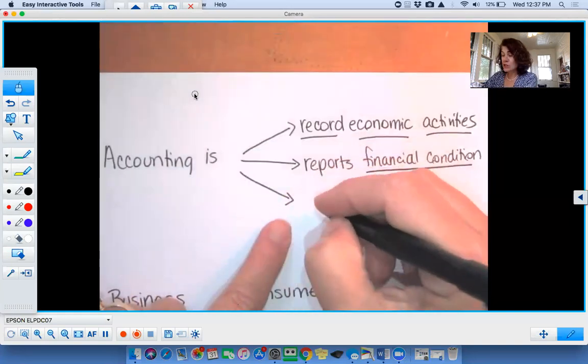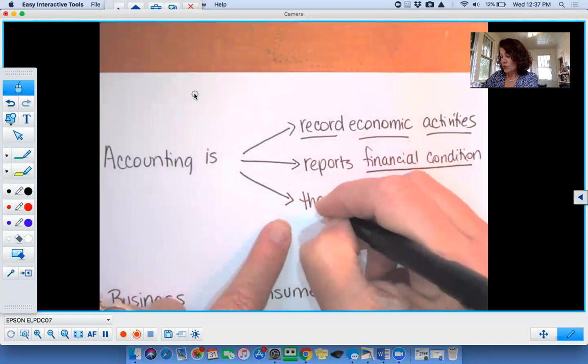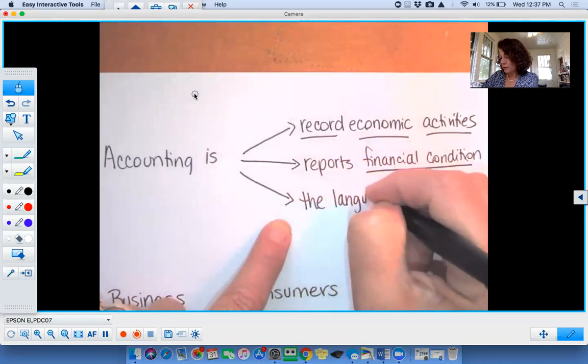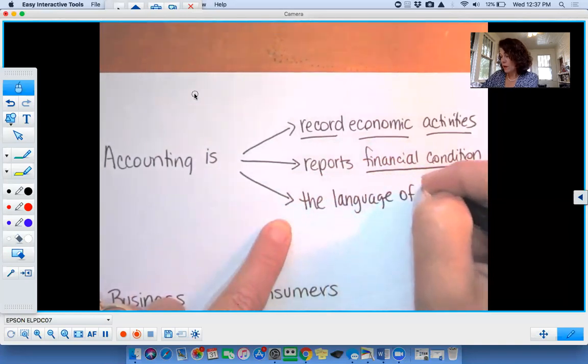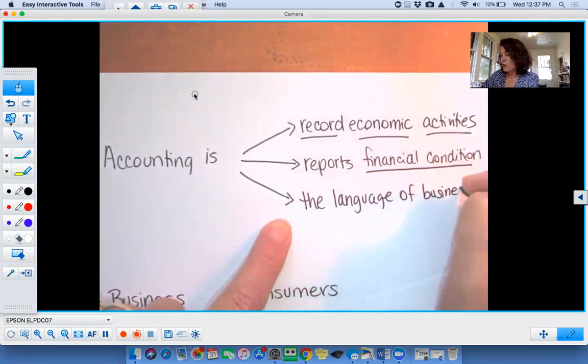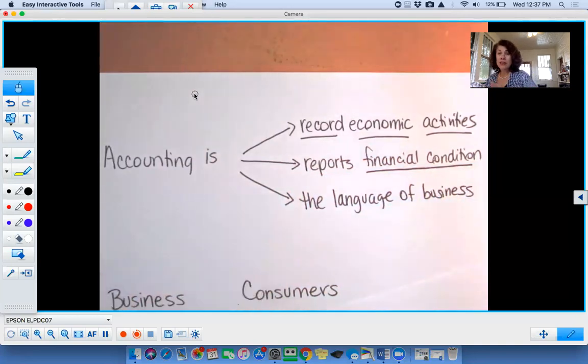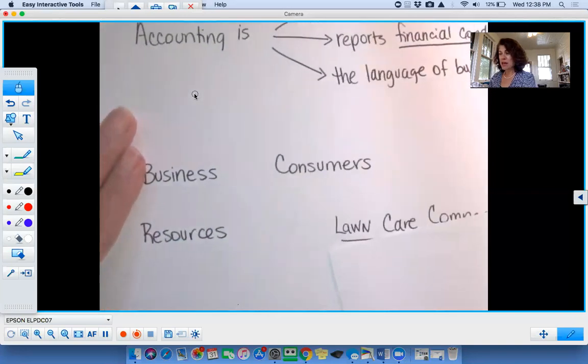That is why accounting is called the language of business. So when you first start to learn accounting, you want to think of it as a foreign language. You've got to learn the terminology first, then you understand how the reports are created so that you can understand those. So let's talk for just a minute about a business.